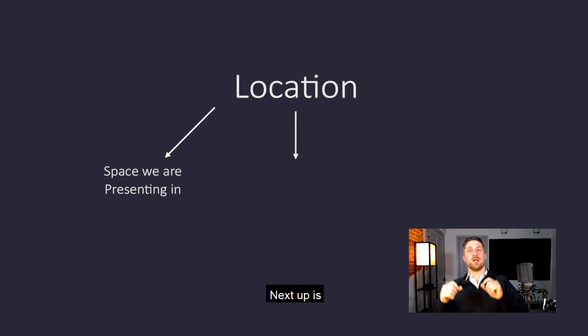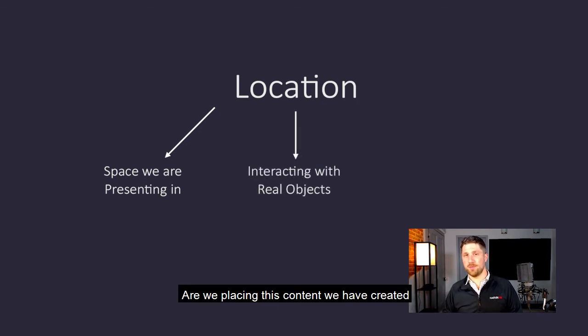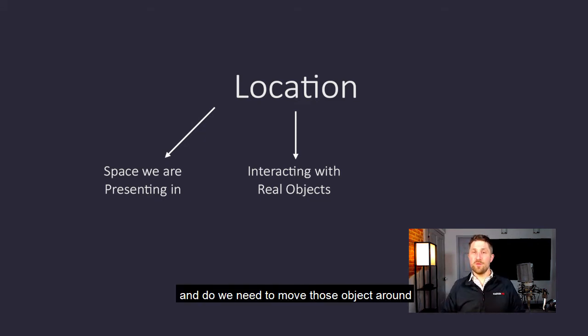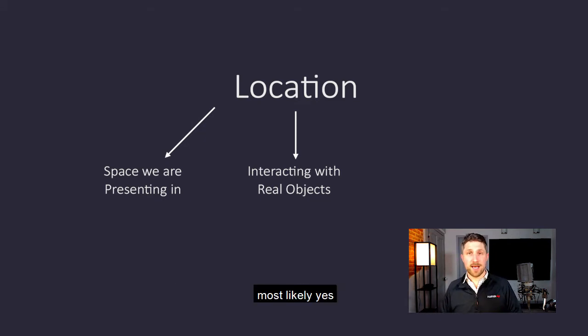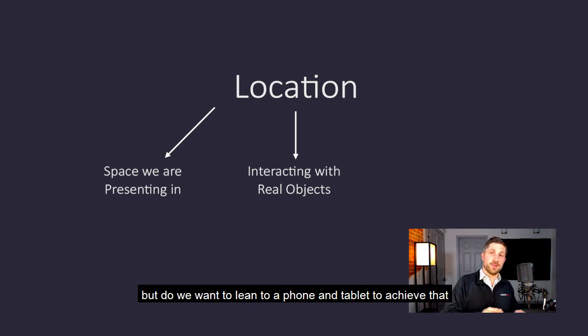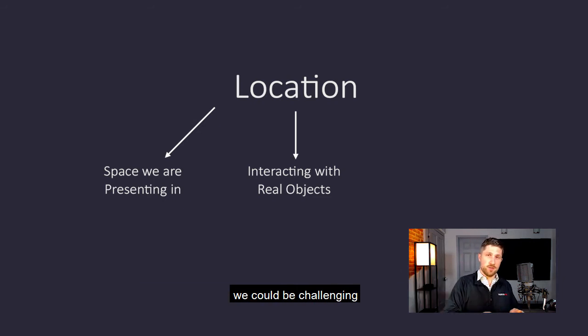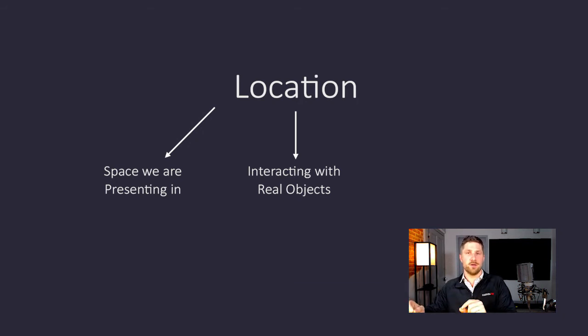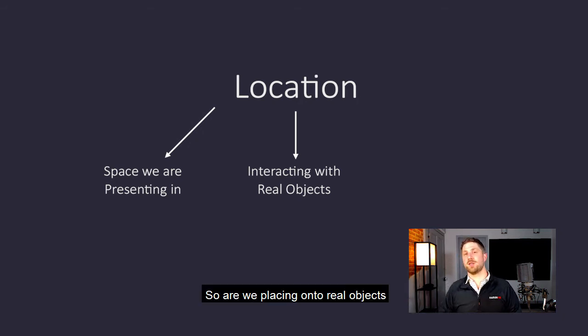Next up is, are we placing this content that we've created onto real objects? And do we need to move those objects around? Most likely, yes. But do we want to lean to a phone and tablet to achieve that, which could be challenging, versus an AR headset like a HoloLens, which makes it a little bit easier? So are we placing onto real objects?